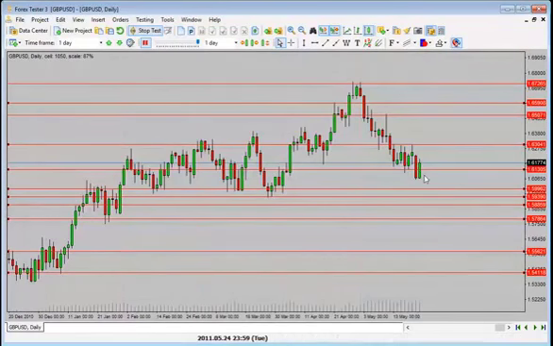So in this case, I will be looking for price to drop because we don't have an engulfing candle close here. We do have a bullish candle, but it's not quite engulfing. So it could still drop. Okay, so let's take a look.